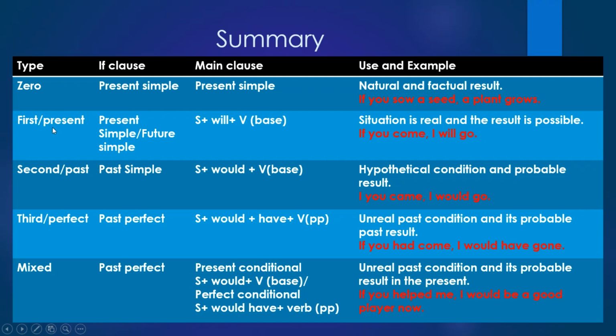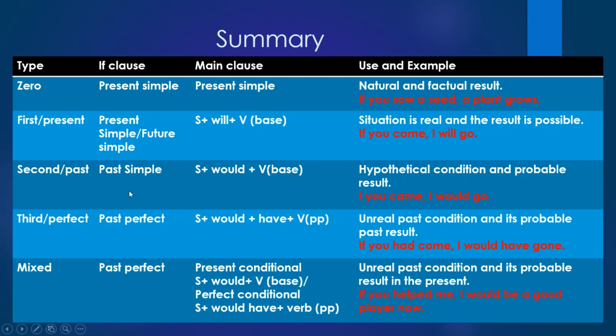In the first type, the if clause is present simple or future simple, and the main clause is subject plus will plus verb in the base form, that is future indefinite or simple, and it is used for stating a real situation, that is the situation is real and the result is also possible. The result is possible because it will take place in the future. So if the condition is met at present or in the future, the result will be possible.